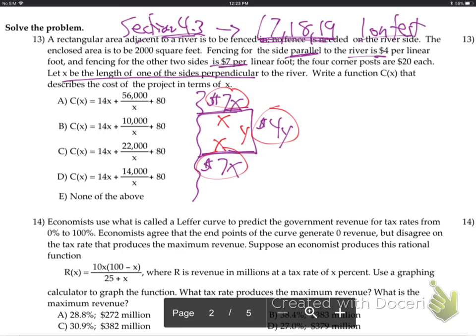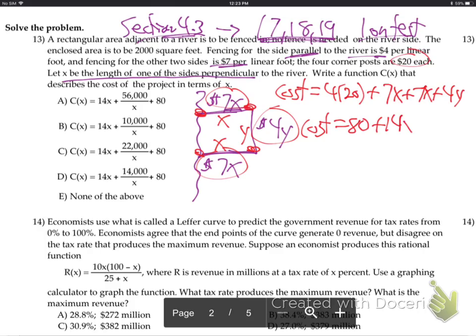And then the four posts, they're $20 each. 1, 2, 3, 4 posts. So what's the total cost function? 4 times 20 is $80 for the four posts, plus 7x, 7x, and 4y. So the cost function is 80 plus 14x plus 4y. Now there's the cost function. It's almost done, except we can't have y. Remember, for all three of these problems, 17, 18, and 19, you have to plug in for the y using a second equation.